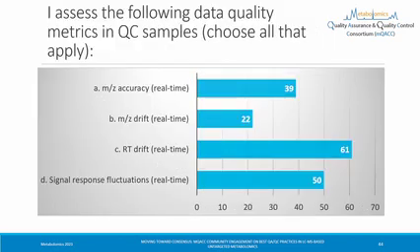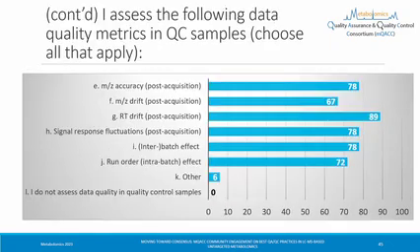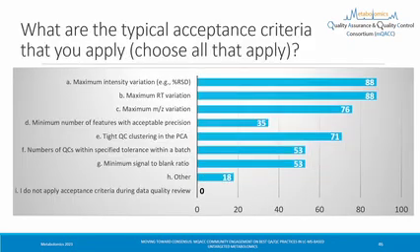Then we asked the question of what kind of metrics do you use to evaluate data quality. And you can see here in real time, retention time drift was the most often checked, followed by signal response. If we turn our attention to post-acquisition checks, these include everything from retention time drift, mass accuracy, signal response, and also checking both inter and intra-batch effects. And you can see all of those responses are anywhere roughly around 70% of our respondents.